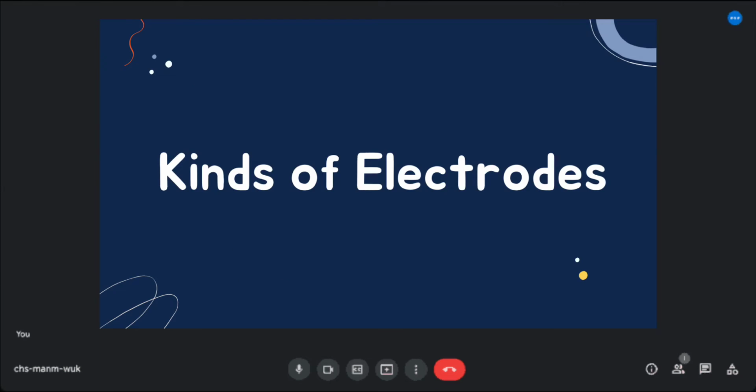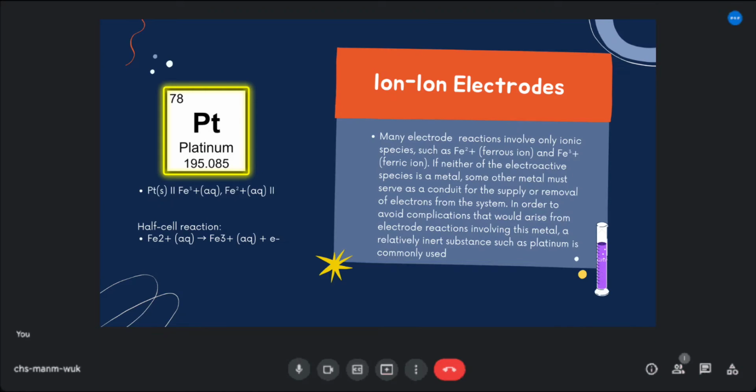So on to the kinds of electrodes. The ion-ion electrodes. Many electrode reactions involve only ionic species such as ferrous ion and ferric ion. If neither of the electroactive species is a metal, some other metal must serve as a conduit for the supply or removal of electrons from the system. In order to avoid complications that would arise from electrode reactions involving this metal, a relatively inert substance such as platinum is commonly used.